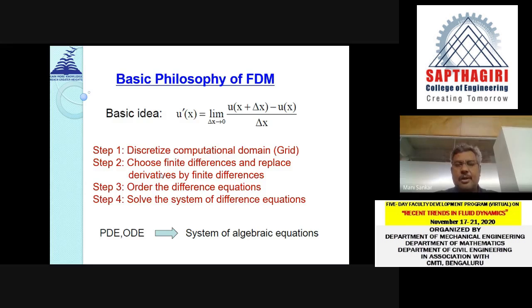So there are four steps involved in total. The first one is we have to discretize the computational domain that we are dealing with, and the partial derivatives appearing in the differential equation have to be replaced with the appropriate equivalent finite difference approximation. Once that is done, we have to do the rearrangement, meaning we have to order the finite difference equation into a particular structure, and that gives rise to a system of algebraic equations that has to be inverted.